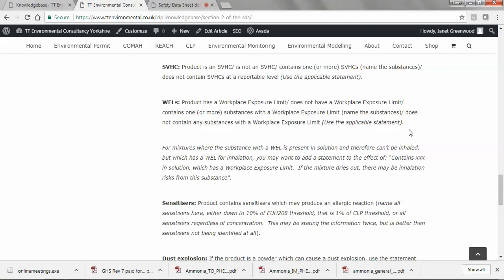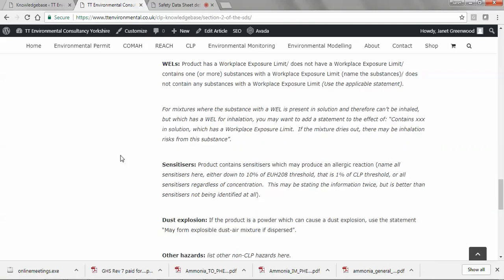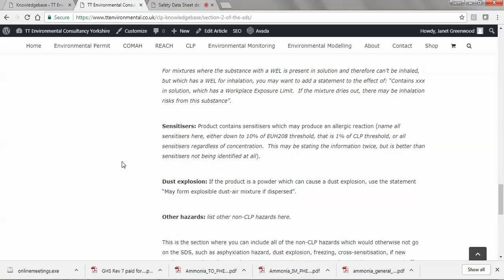It's good practice to identify sensitizers, which I think is better to state the information here, and it's better to have it in twice than not identified at all. But of course I would say that with my allergic hat on. And dust explosion: may form explosible dust-air mixture if dispersed. That's a good one for a powder or a solid which may have some powder attached to it, and you know it's potentially going to explode.